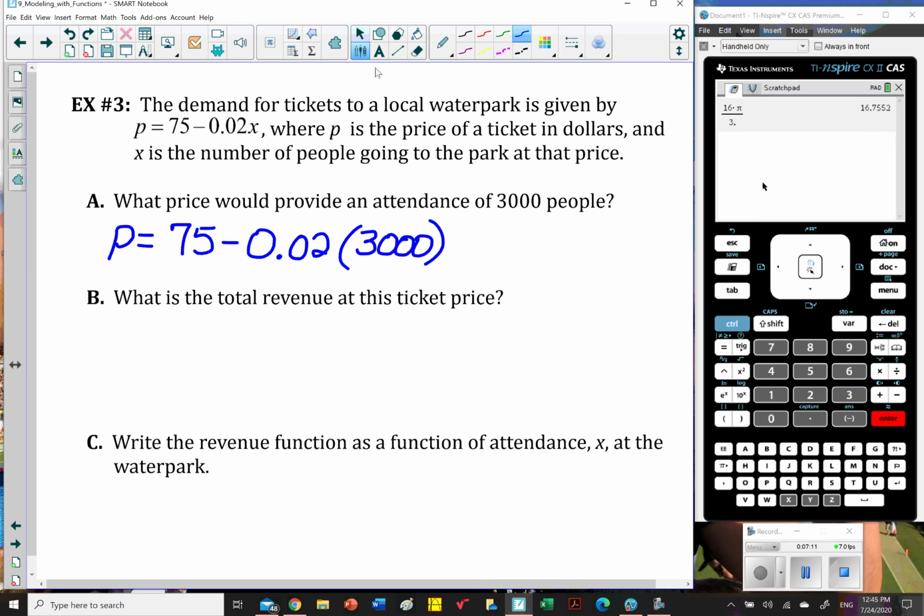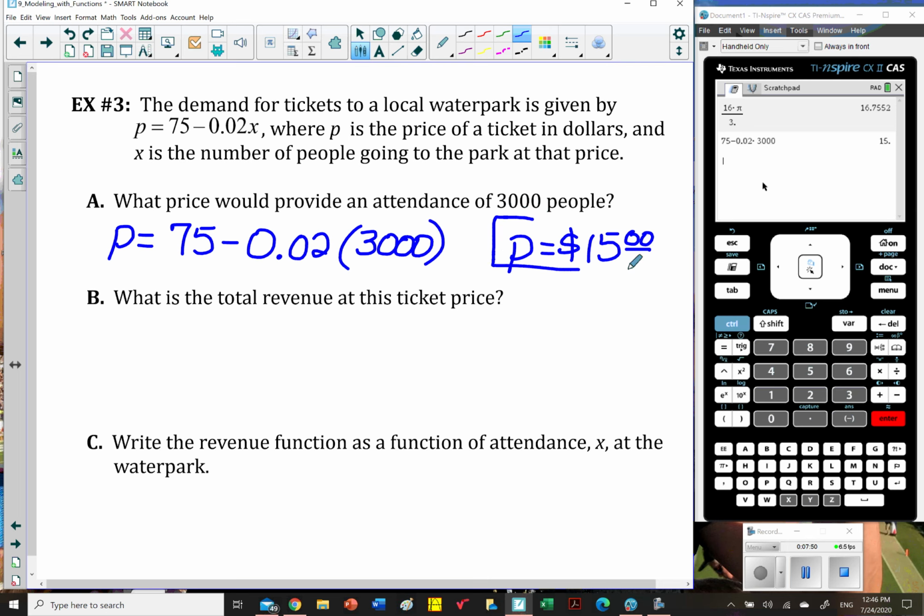So we've got to use our calculator here. We've got 75 minus 200 times 3,000 people in attendance. And that would be a $15 ticket. So if you wanted to run this water park and you needed to have 3,000 people attend every day, the best price would be $15 per ticket sold.